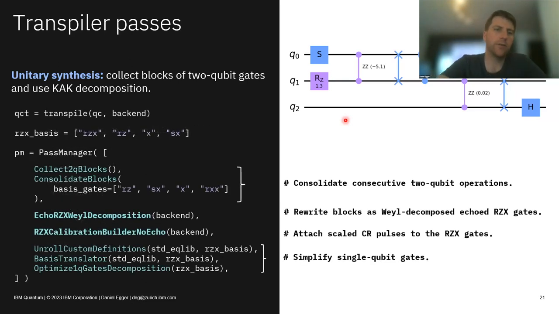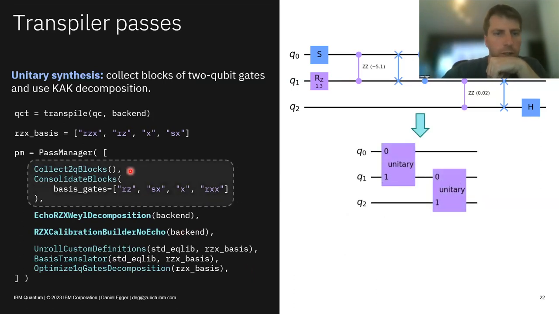The transpiler pass that does the pulse-efficient transpilation is shown here. First, we collect all of the two-qubit instructions in blocks. Once we have done that, we decompose them using the KAK decomposition. So we compute these three parameters, alpha, beta, and gamma, which allow us to represent any two-qubit gate. Once we have done that, we can start building the schedules of these pulses by stretching the calibrated schedules of the CNOT gate. This is what is done in this transpiler pass. And then we do a little bit more optimization to simplify and reduce the single-qubit gates that might be exposed to the transpiler.